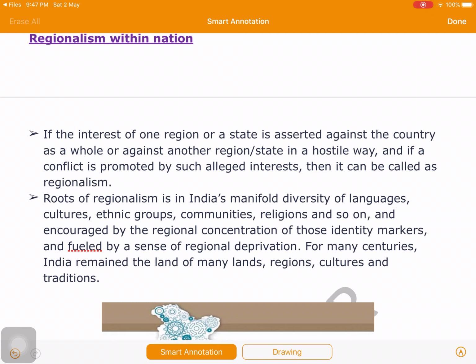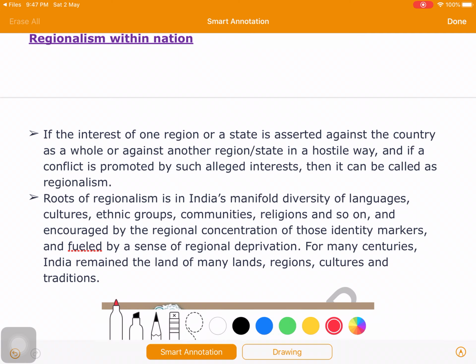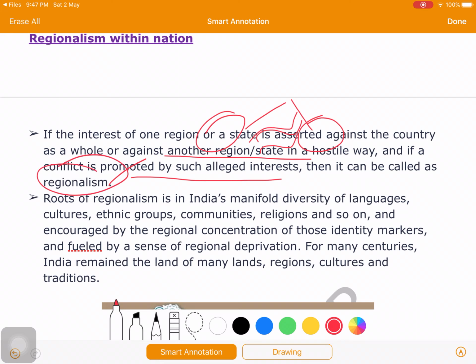If the interest of one region or a state is asserted against the country as a whole or against any other state, and if a conflict is prompted by such alleged interests, then it is called regionalism. So this point clearly says that within a nation, within our Indian context, if there are two states striving for a common goal, but there are some conflicts and differences rising in between, that leads to the regionalism concept.